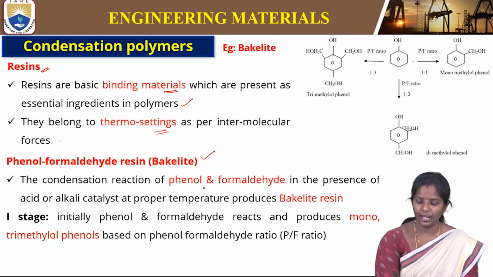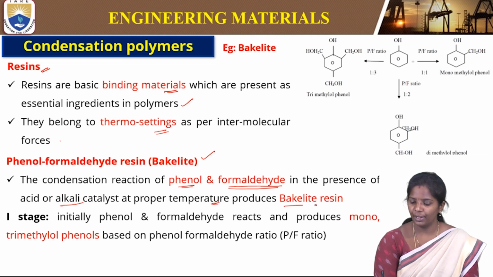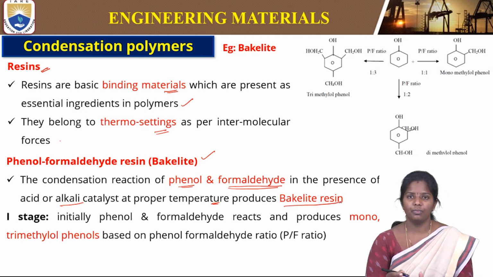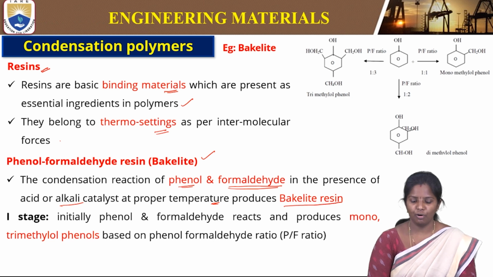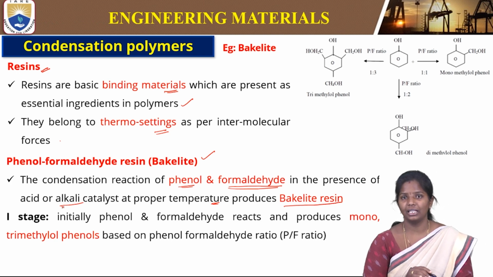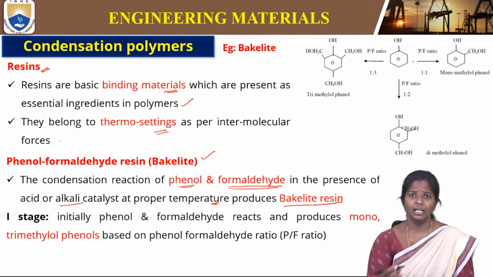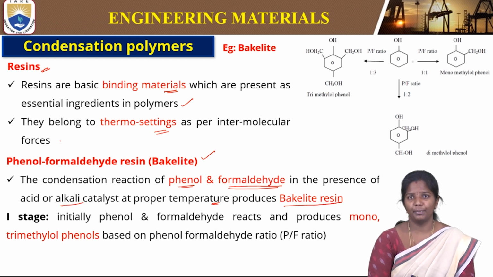So the condensation reaction of phenol and formaldehyde in the presence of acid or alkali catalyst at proper temperatures produces bakelite resin. So this is the main important step in the bakelite formation. The final reaction is between phenol and formaldehyde in the presence of acid or alkali catalyst at proper temperatures, which produces bakelite resin. So we will see the initial steps, step by step, to see what happens really.